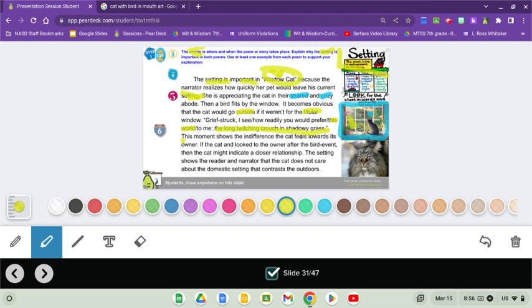This moment shows the indifference the cat feels towards its owner. If the cat had looked to the owner after the bird event, then the cat might indicate a closer relationship. The setting shows the reader and the narrator that the cat does not care about domestic setting. That means inside a house, domestic. That contrasts the outdoors. Look at all the different ways that this writer mentions the setting in the poem and the important role it plays. Before we go to slide 32, please make your slide look just like Mr. Surface's.